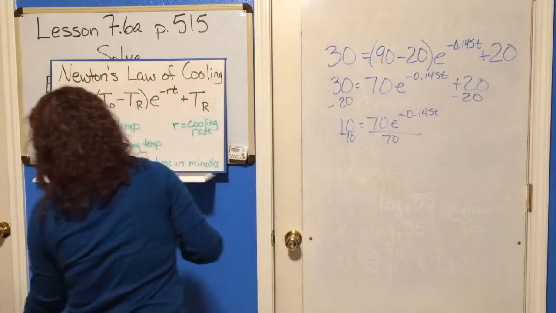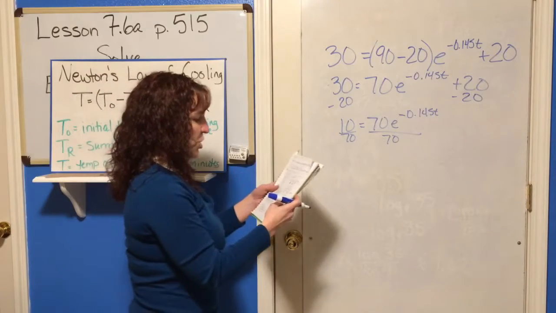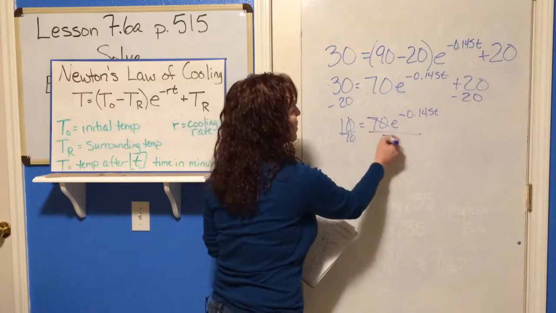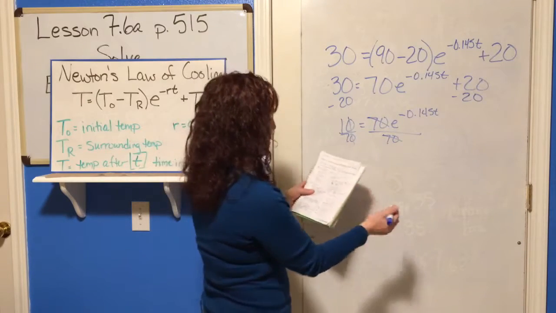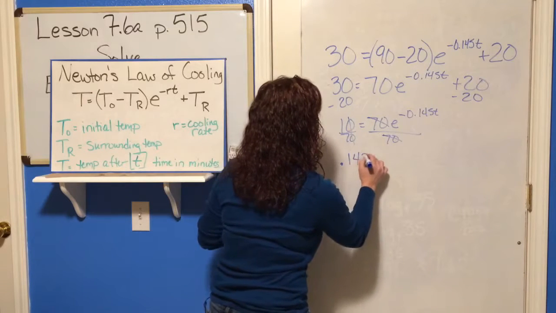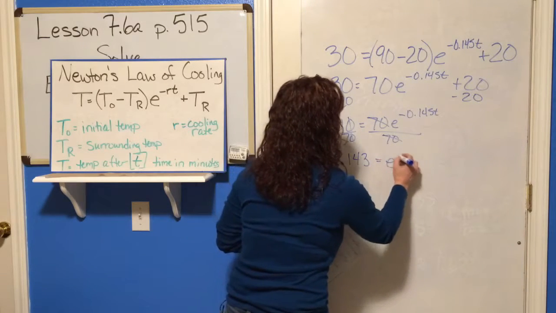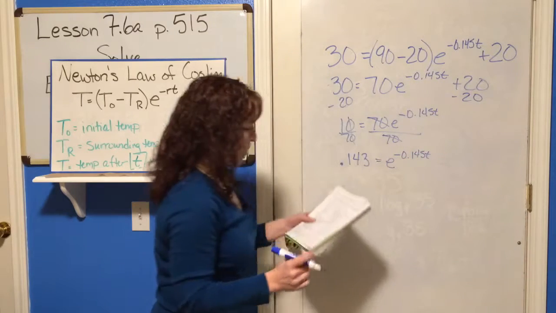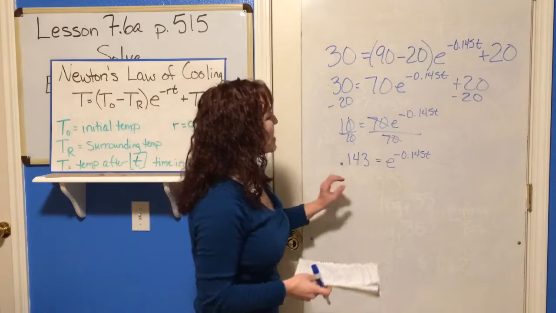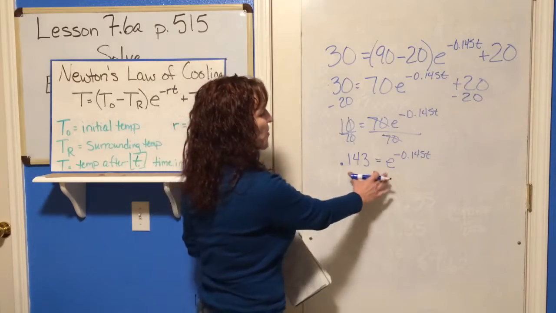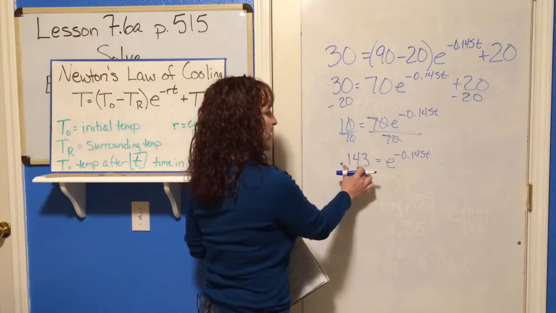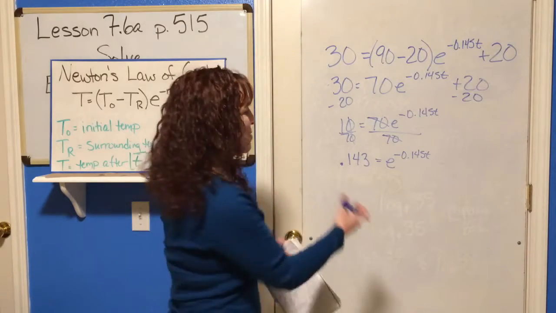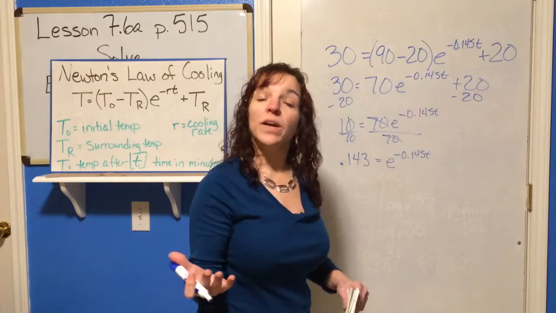So 1/7. If you take 1 divided by 7 in your calculator, that's going to be 0.143 equals e to the negative 0.145t. All right, so now this is one of those types where we've got this 0.143 base and we have an e base. How on earth do you figure out what you multiply to get e? Oh my goodness. So here's the deal.